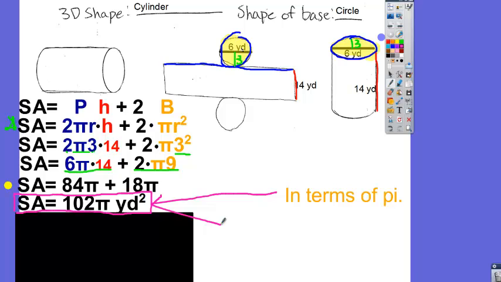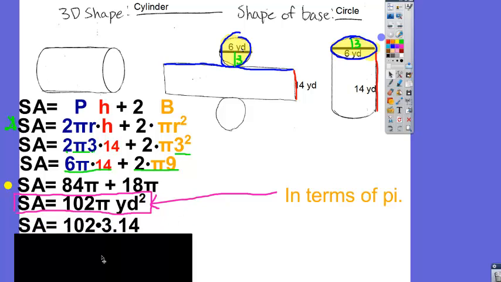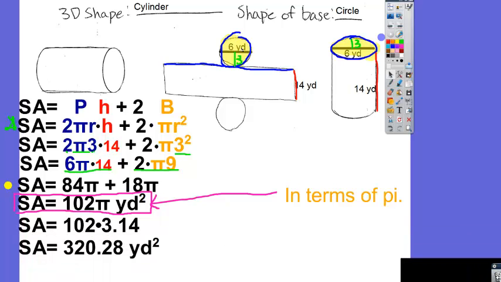We're done. But what if they don't ask you for in terms of pi? Well, then you need to plug in pi. And we know pi stands for, it's on your formula chart if you don't know. Good, 3.14. So I can finish this by multiplying 102 times 3.14. And if I multiplied that out, which you would do on your own on the side, you would get 320 and 28 hundredths yard squared. So if I don't want my answer in terms of pi, then my final answer would be 320.28, 320 and 28 hundredths yard.